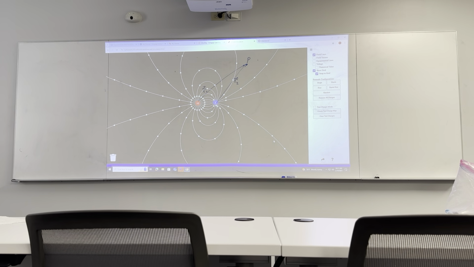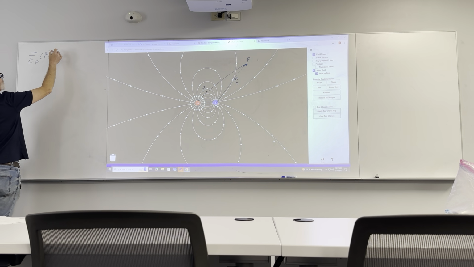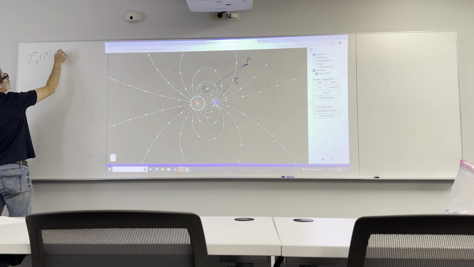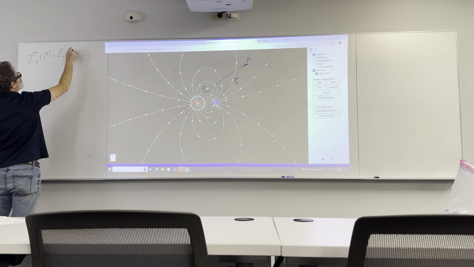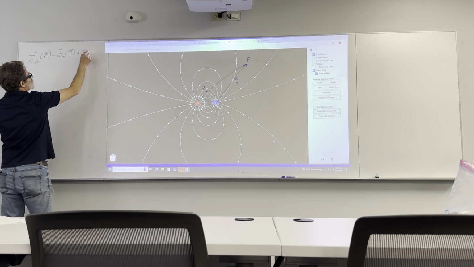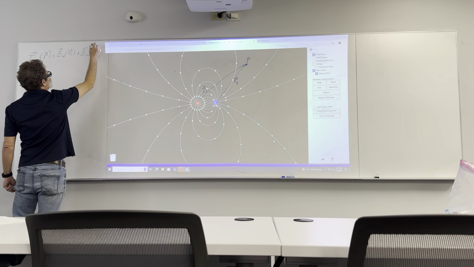Okay, you with me? Matthew? Yes. All right. So the electric field at point P is a function of R. That's going to be the electric field from the positive charge plus the electric field from the negative charge. Right?